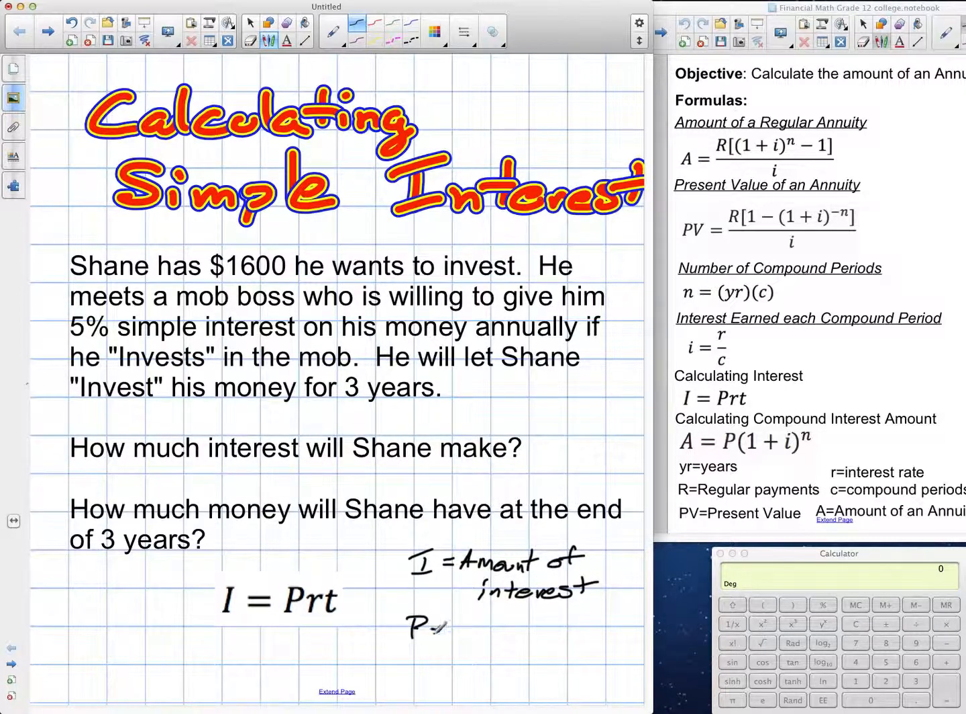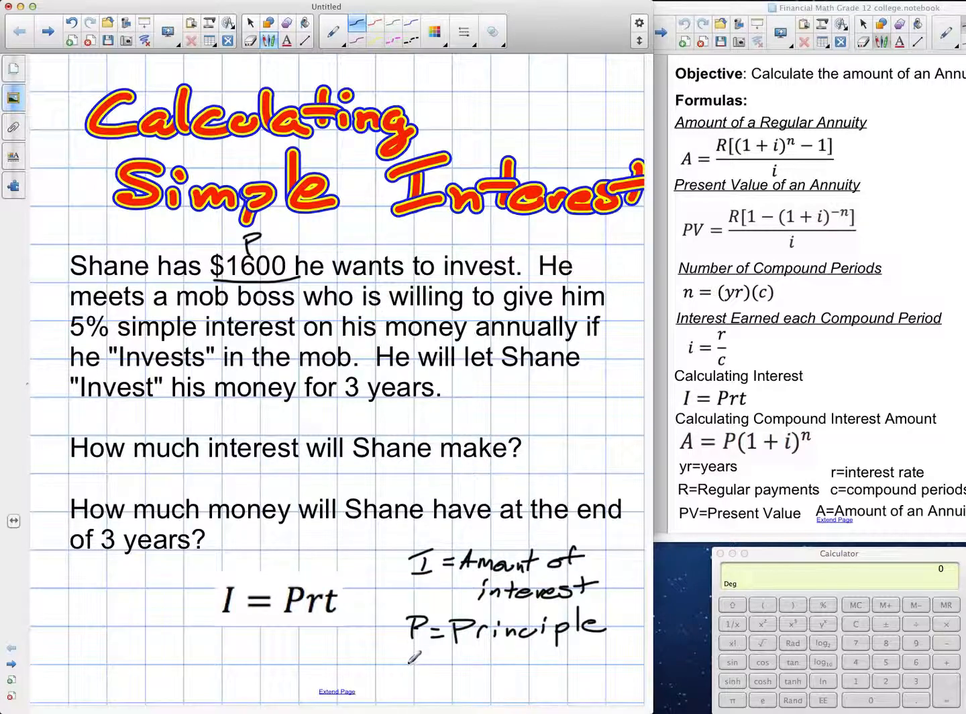P stands for principal. I can't remember if it's PLE or PAL. I think it's PLE. Principal. Yes. Principal stands for the original amount of money. Okay? So what they mean by that is Shane's principal will be $1,600. That will be our P variable.